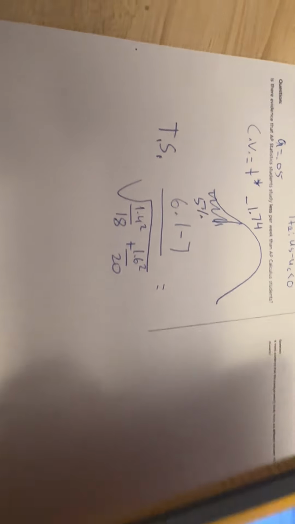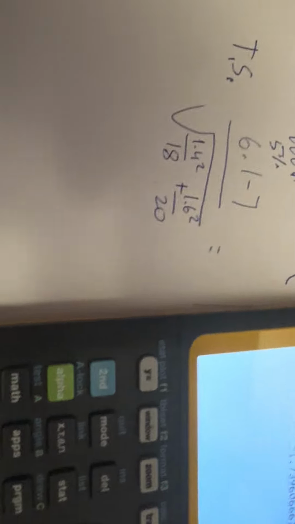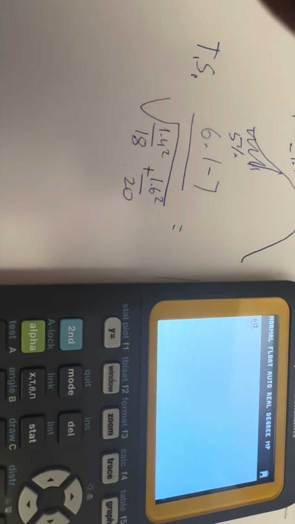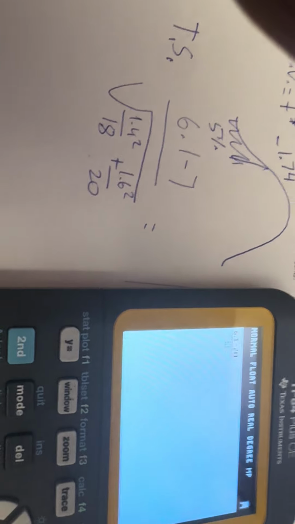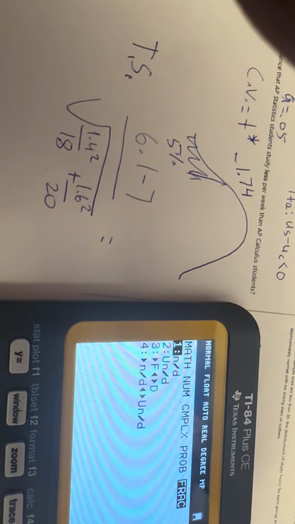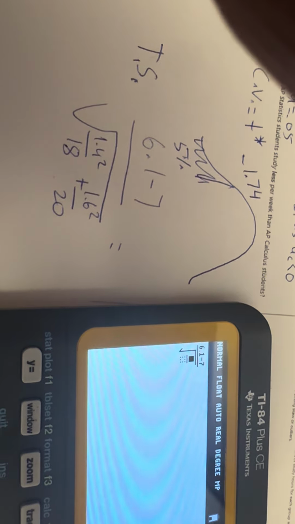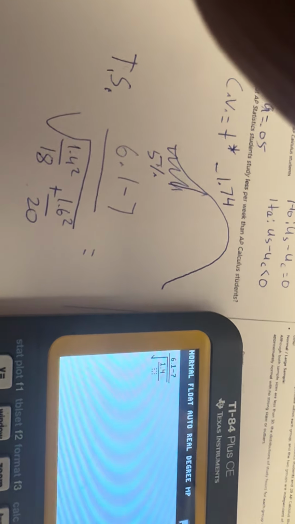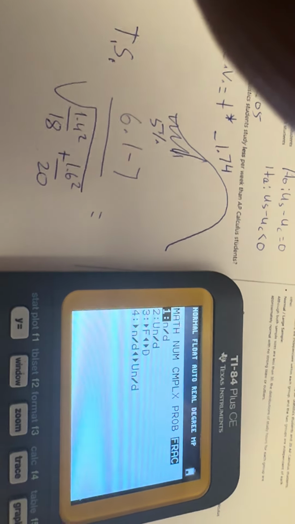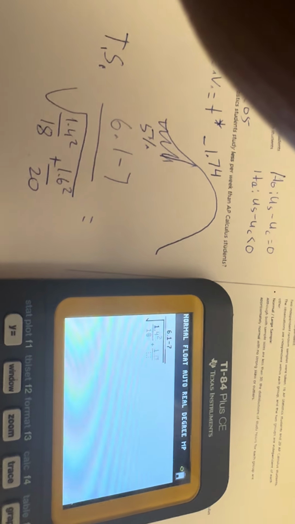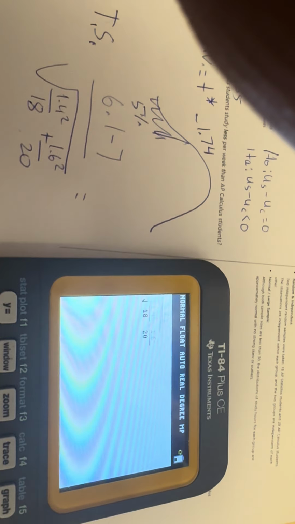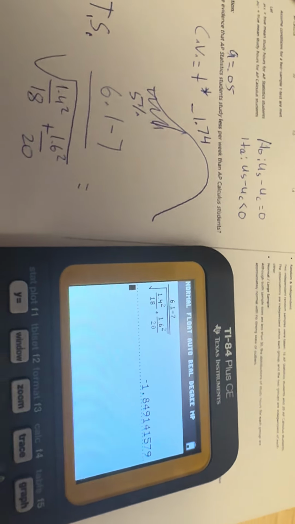Even this, we just got to be efficient with the calculator. So let's go ahead and do that. I'm going to put math, left arrow, enter, 6.1 minus 7. Then I go here, second square root. That's what you want to do. Be efficient with it. And so I get negative 1.849.